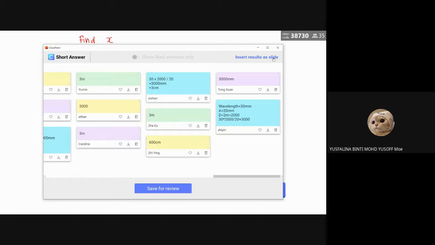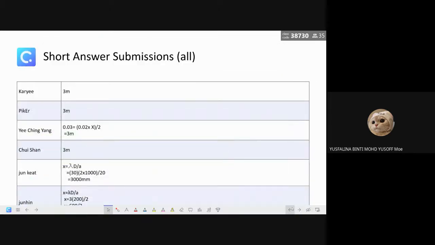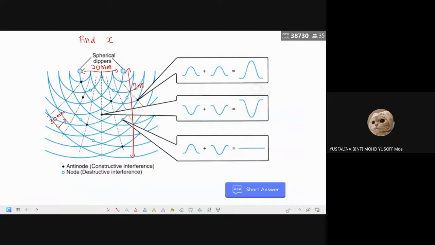Alright, so let's check your answer. This one uses lambda equals ax over d. Here the lambda is from crest to crest, so here 30 mm is a lambda. But you can see the unit here is not the same, right? So you have to change all the millimeter to meter. For the prefix, you already learned in Form 1, milli is 10 power of negative 3. So actually the lambda is 30 times 10 power of negative 3. That is the lambda. I changed to meter.